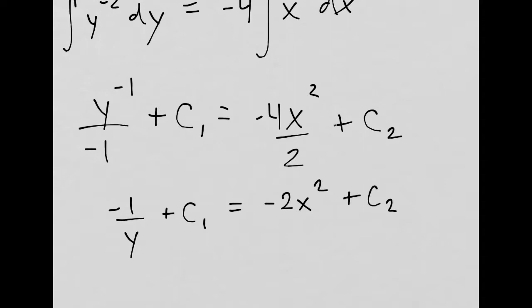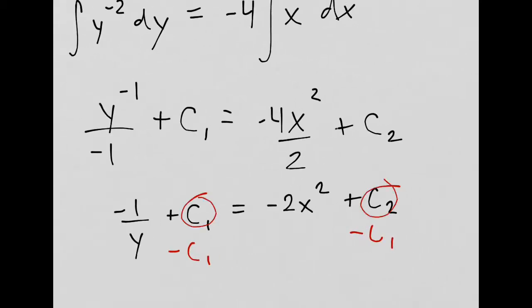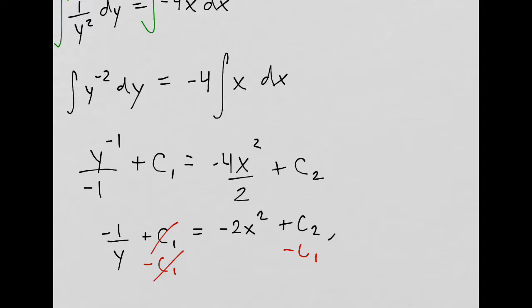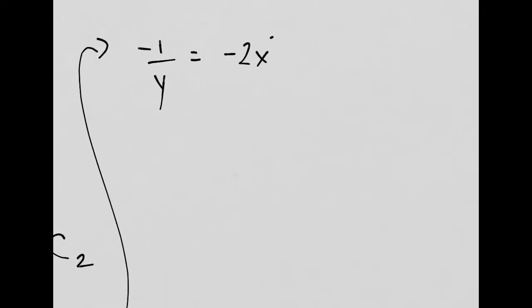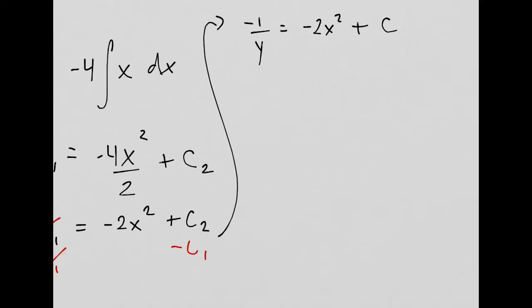Now I want to get the y by itself, so I'll subtract C1 over. Here's the thing. The C values are kind of like a shapeshifter. We don't know what C1 or C2 is. So if we take C2 minus C1, if we take two constants and subtract them from each other, we get another constant. We just don't know what it is. So instead of writing C1 and C2, I'm going to just change this to C, because it's still some constant that I don't know. So I have over here negative 1 over y equals negative 2x squared plus c. I don't know what C2 or C1 is, so it makes no sense for me to name it anything specific other than just some constant c.